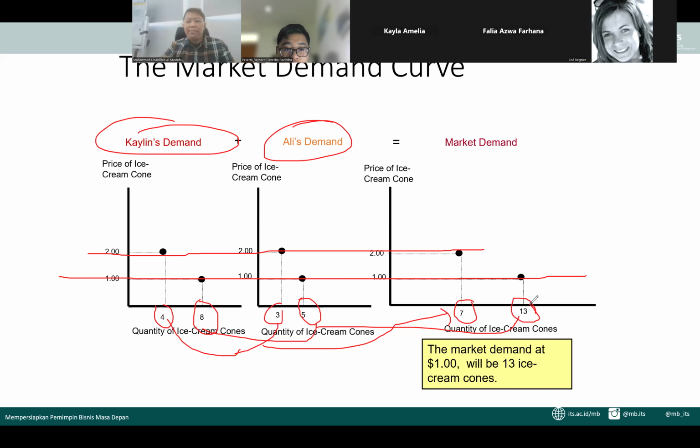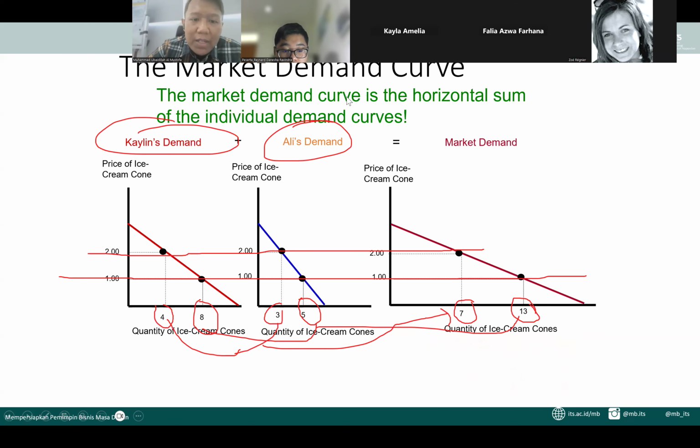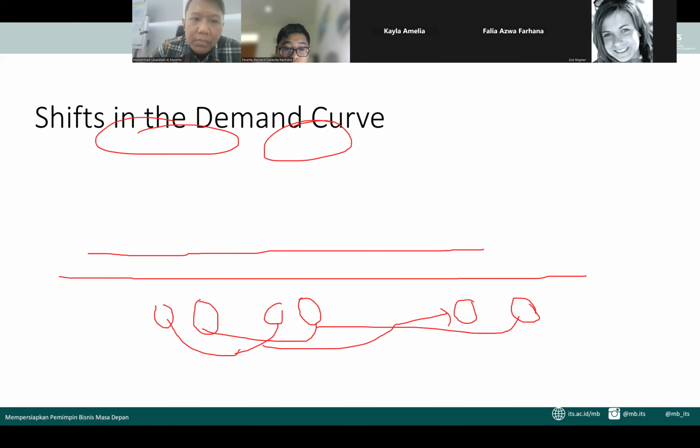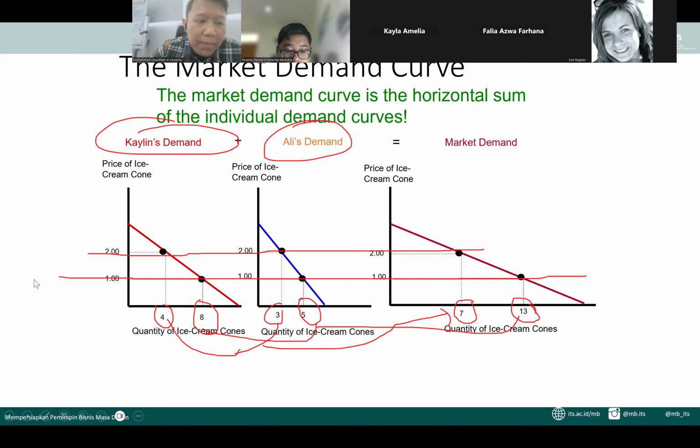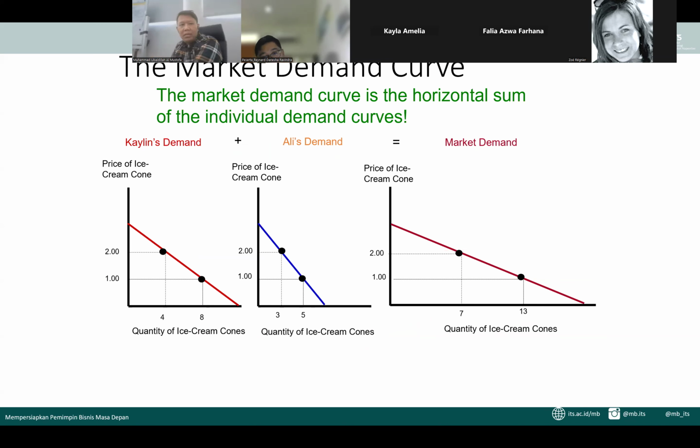All right. From here, do you have any questions? Before I move to the shift of demand, do you have any question from this model? Is everything clear to you?